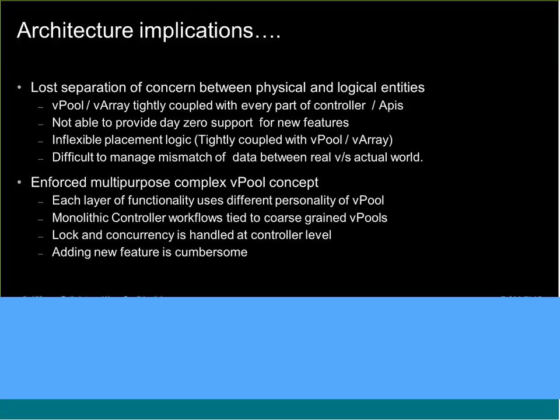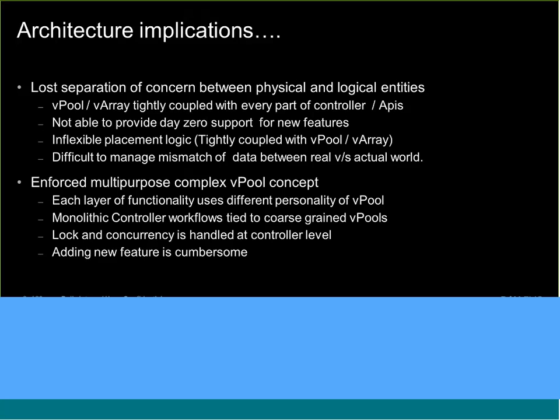But in our case, vpool and VRA are tightly coupled with every part of the controller, API, and other parts of our controller code. We are not able to provide day zero support for adding new features because of this global scope. If I have to add a small single feature, I have to put effort into each and every layer of my stack, and that's why I'm not able to support the new feature as fast as possible.